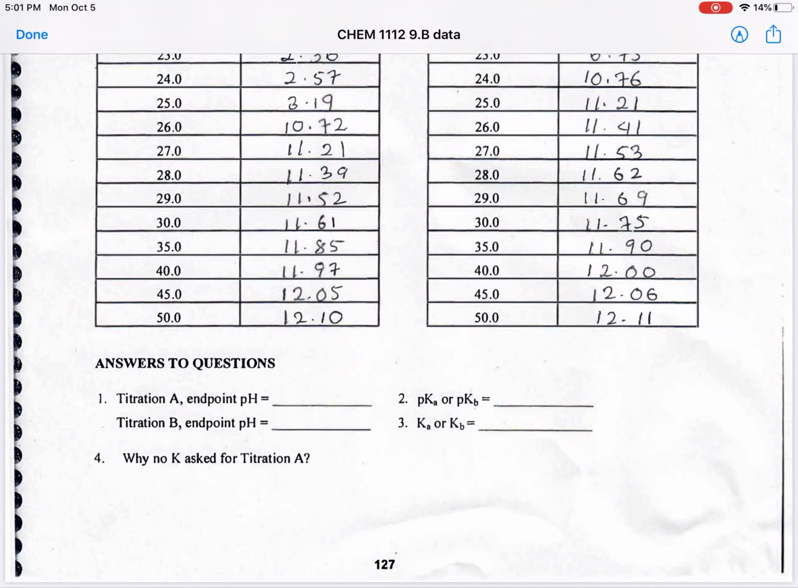Why we don't ask K, acid dissociation constant, for titration A? That's because it's a strong acid and a strong base, so they dissociate 100%. It's not a partial dissociation. So once you put a strong acid and a strong base, you will not find any ions intact. They will be completely dissociated to give you separate ions.